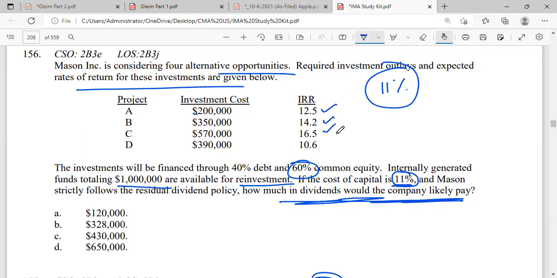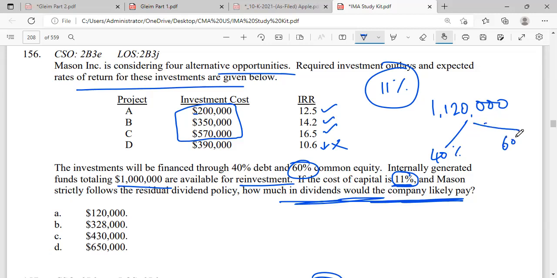A, B, and C. This is below the cost. This project will not be approved only. So how much amount you require is this much: 200,000 plus 350,000 plus 570,000. That equals 1,120,000. This is the amount you are going to invest. And that too, this amount is going to be financed by 40% debt, 60% equity.